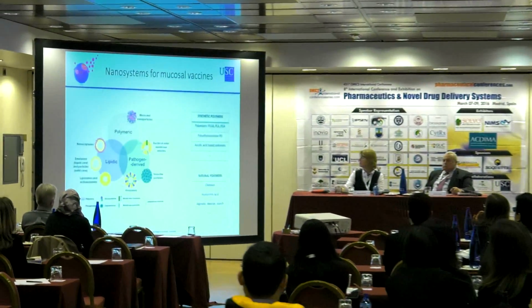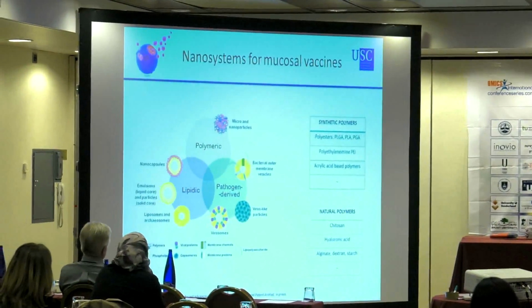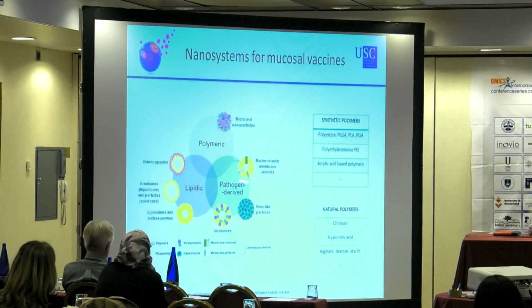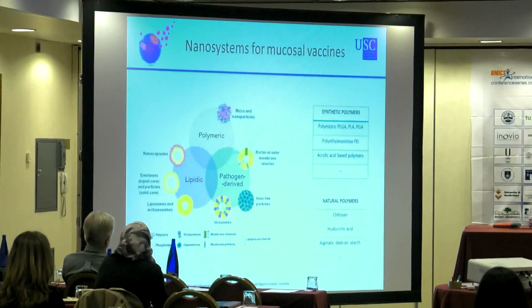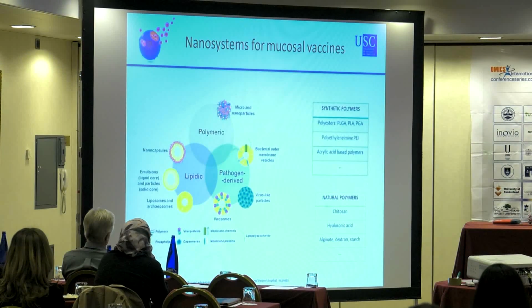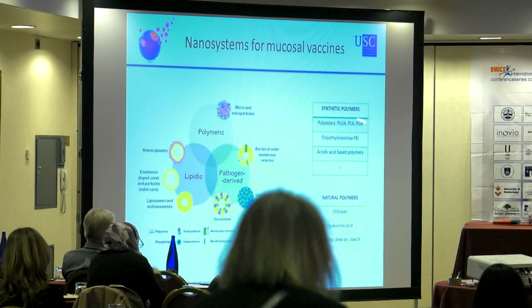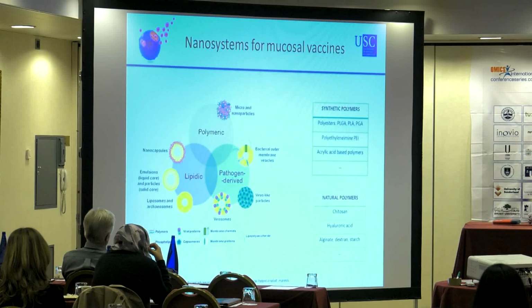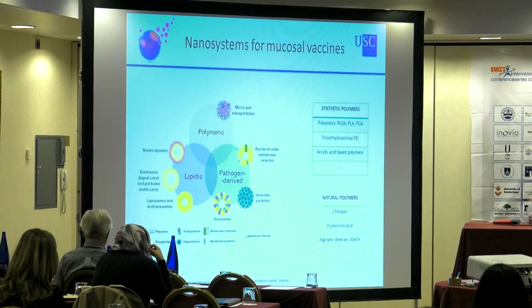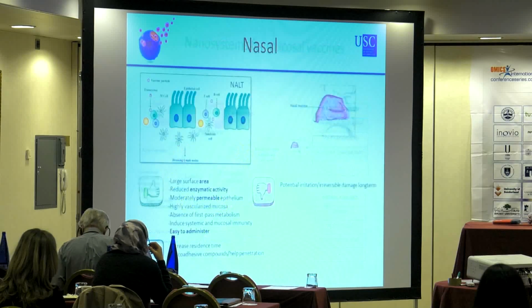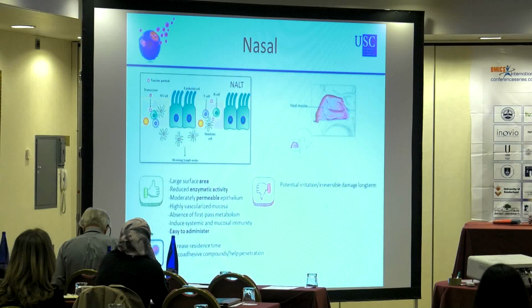There have been a lot of different nanosystems employed for vaccination. We can classify them as polymeric, lipidic, and pathogen-derived. We have micro and nanoparticles, liposomes, nanoemulsions, virus-like particles. The main compounds that have been employed to prepare these nanosystems are synthetic polyesters, though we have seen the problems with polyesters and the acidic environment after hydrolysis, and natural polymers, where the leader is chitosan. Sorry. So I'm going to focus now on the nasal administration of vaccines.